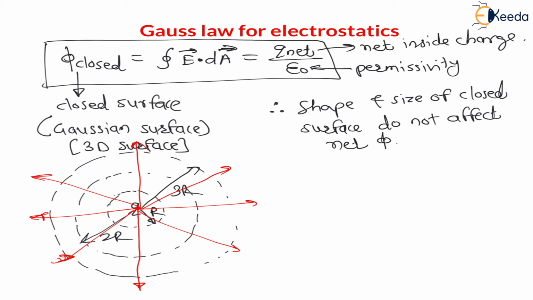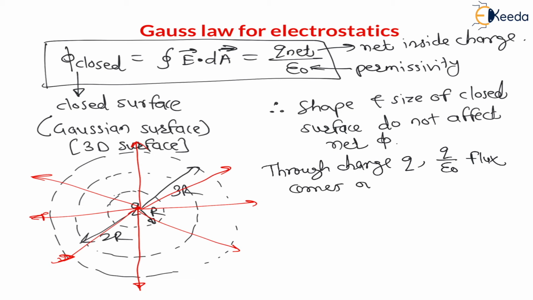Therefore, my dear students, in other words, we can say that through charge q, a flux of q by epsilon naught comes out.